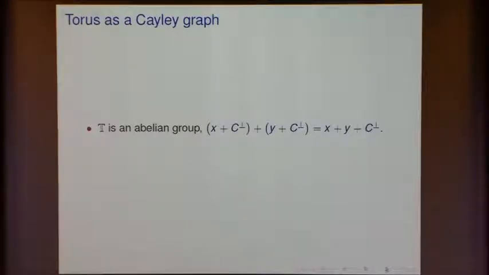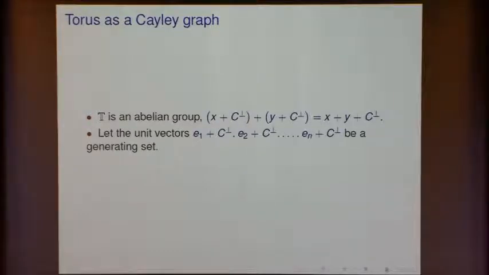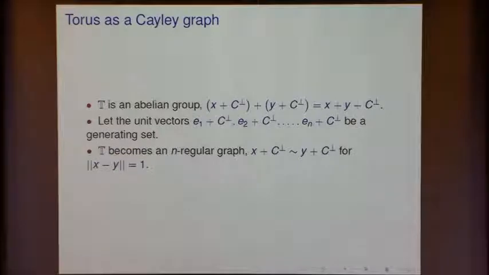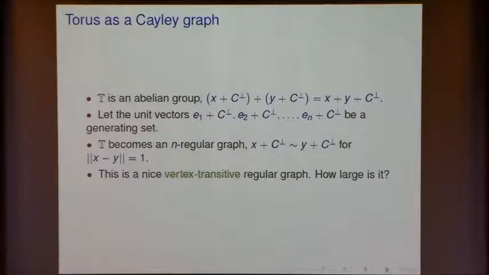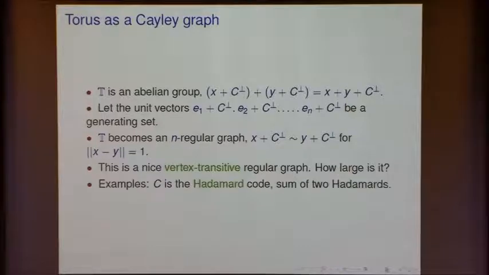Well, it's a quotient group. We have addition, and taking the unit vectors to be a generating set, we get a Cayley graph. We can assume, without losing anything, that all of these are distinct. So we get an n-regular graph with this adjacency relation, and it's a Cayley graph. It's a nice vertex transitive graph, and we want to know how large it is. So we want some tools to be able to understand how large this graph is.